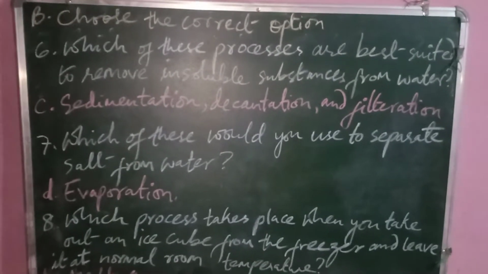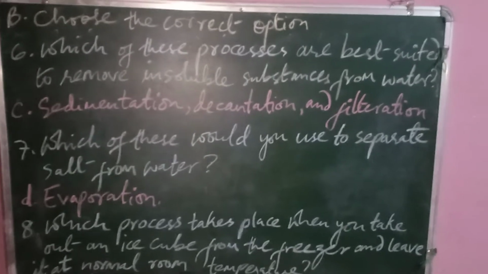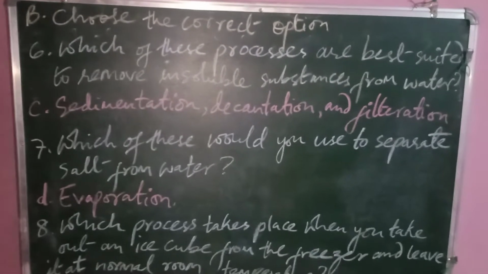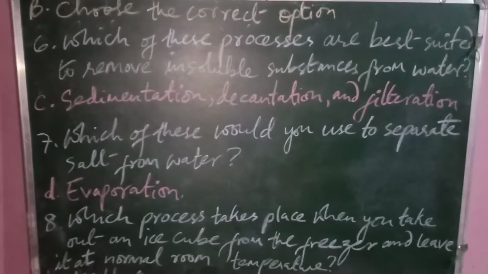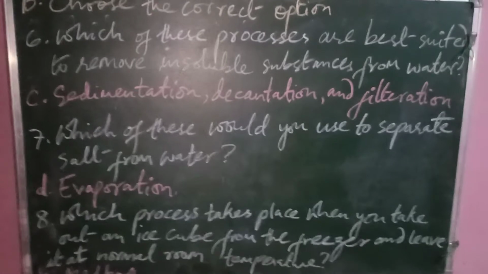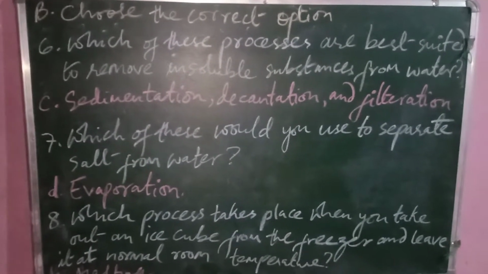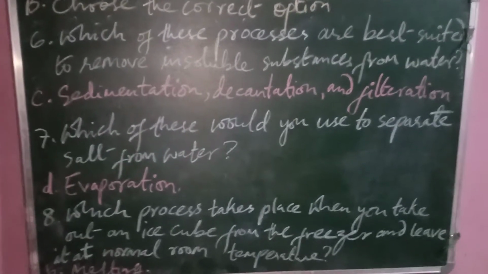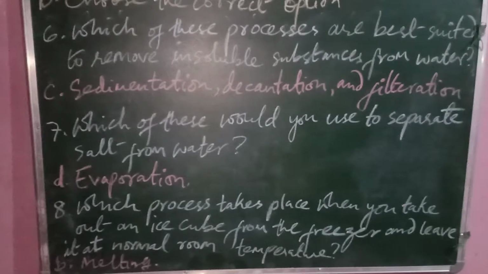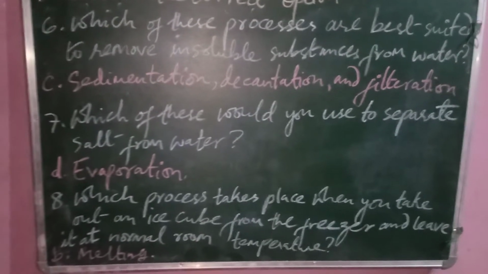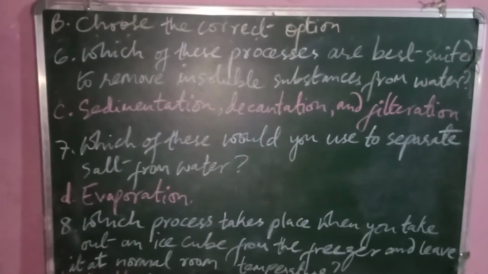So now with the question number 6, which of these processes are best suited to remove insoluble substance from water? So the correct option is sedimentation, decantation, and filtration, option C. After that, question number 7, which of these would you use to separate salt from water? So your options are sedimentation, decantation, filtration, and evaporation. So the correct answer is option D, evaporation.